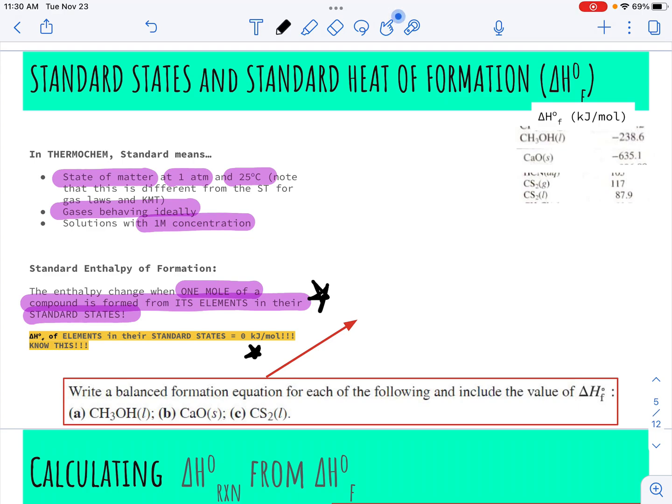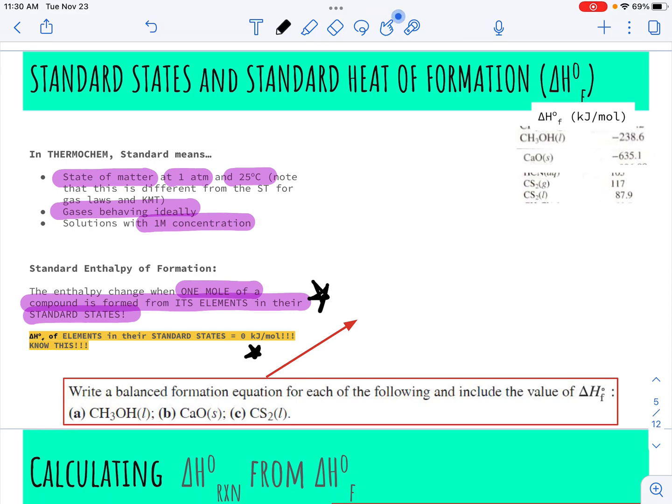But that's really important that you understand that, and that you can picture that if you were looking it up, you would find the standard heat of formation of elements being 0 kilojoules per mole. So we're going to practice this definition just a little bit, and I'm going to write a few formation equations with you. Remember that a formation equation is going to represent forming 1 mole of a compound from its elements in their standard states.